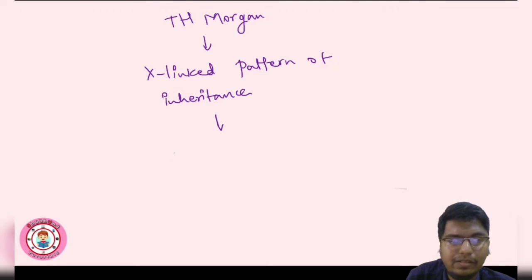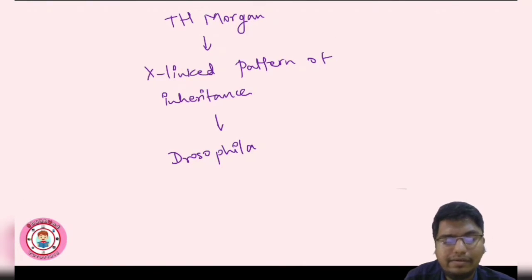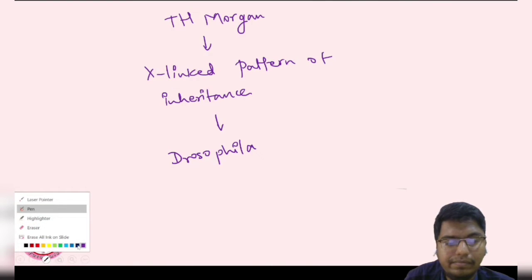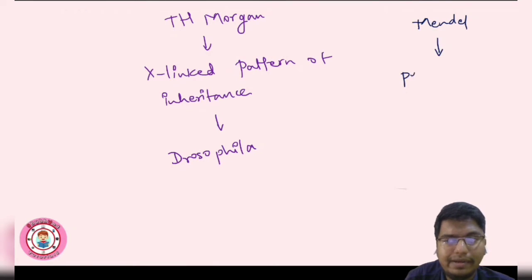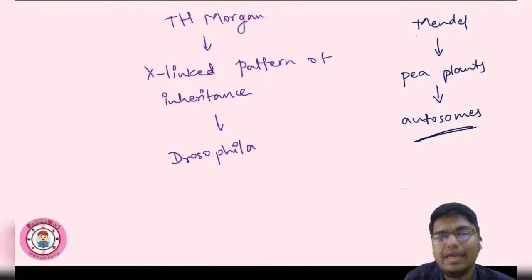In Drosophila. So Drosophila experiments were performed. Okay, Mendel, we know that Mendel performed experiments on pea plants, right? And those are true for autosomes. Okay, do note this. Autosomes behave in this pattern of inheritance, the Mendelian pattern, that is the 3:1 ratio we get, right? Those normal Mendelian ratios we get, and this X-linked pattern is different. Okay, we get different ratios here. So the ratios are different from the Mendelian ratios. So that we will study now.